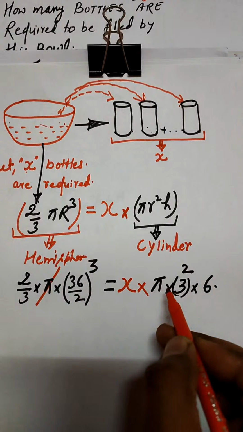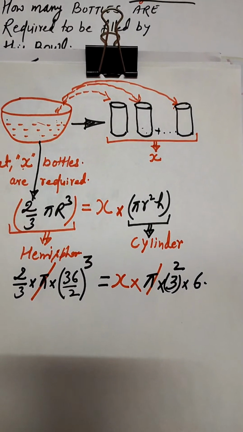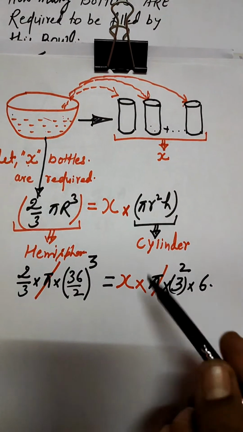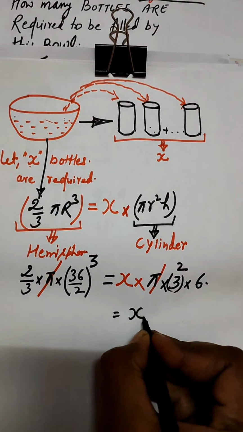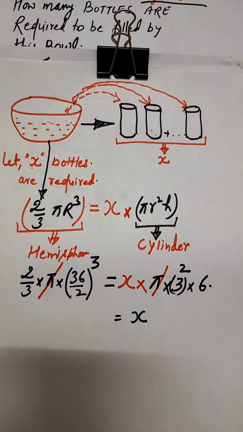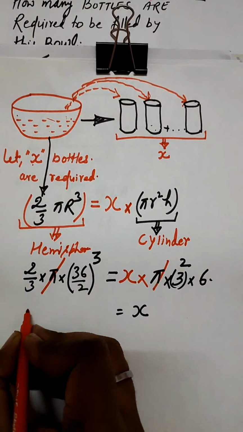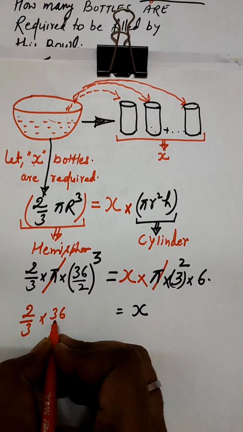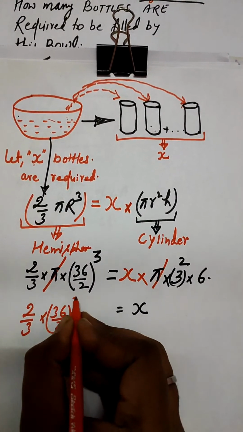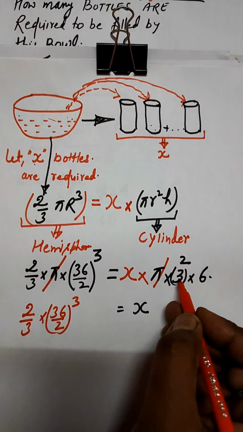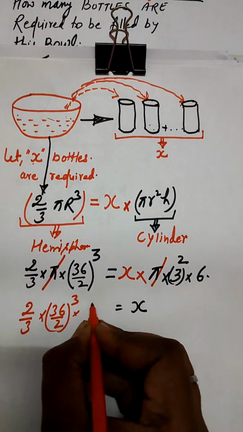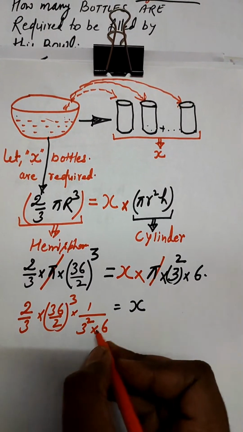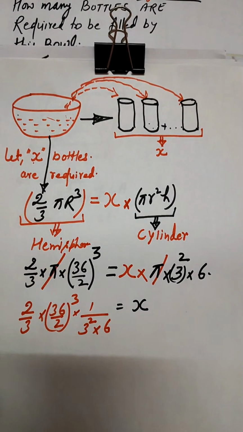Here you can see pi and pi will be cancelled out, right? Now we can see the value of x. Keep x on the RHS, and on the LHS we have 2 by 3 into 36 by 2 whole cube, and 3 square will come into the denominator, and 6 is also coming into the denominator of the LHS, right? So solve this.